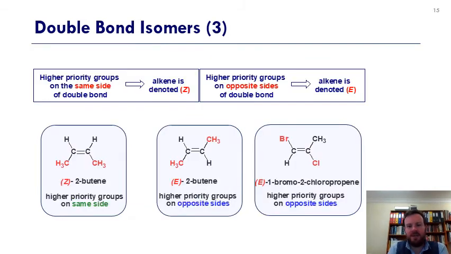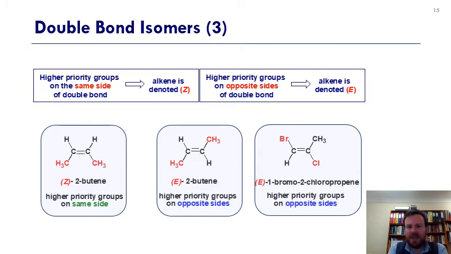So let's have a look at some examples to help us understand this a little bit better. So on the left-hand example, we have the 2-butene. And if I'm looking at the direct elements attached, carbon is a higher molecular mass than hydrogen. So it's going to be the substituent that takes priority. So the 2 methyl groups do. And at the moment, they're on the same side of that double bond.